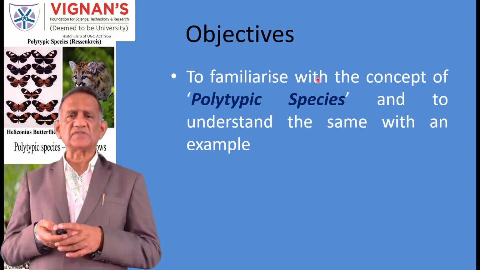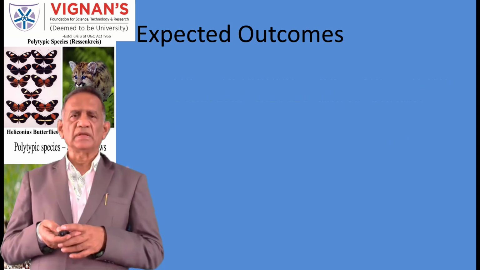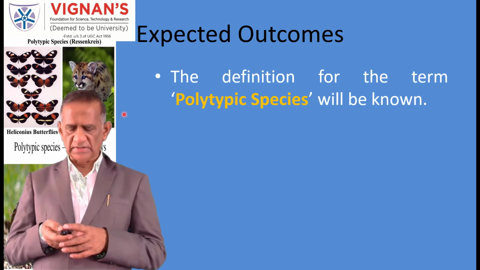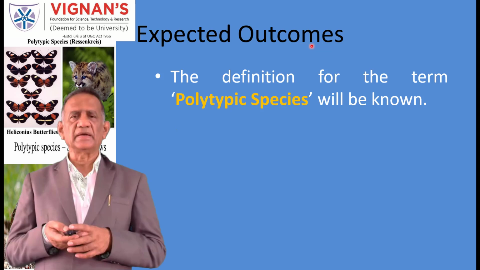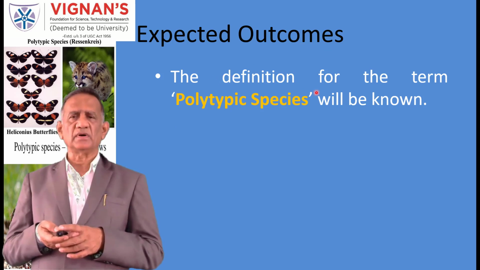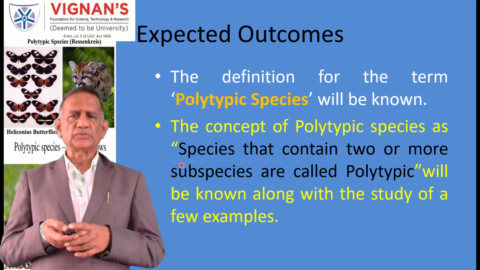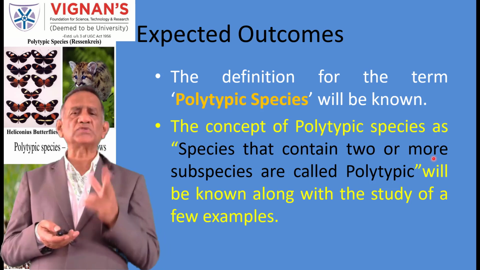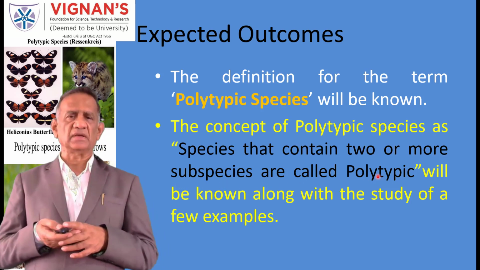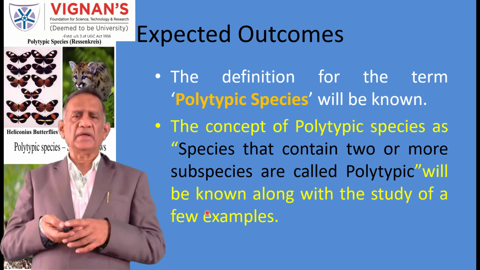To familiarize with the concept of polytypic species and to understand the same with an example, the expected outcome that the learners will be following here is: the definition for the term polytypic species will be known. The concept of polytypic species as species that contain two or more subspecies are called polytypic will be known along with the study of a few examples.